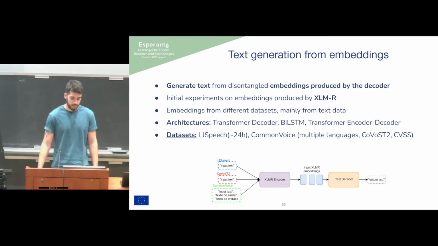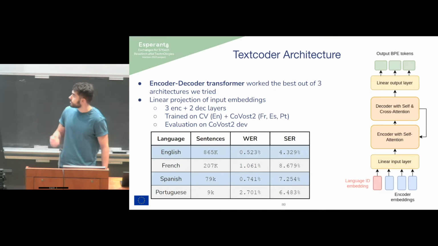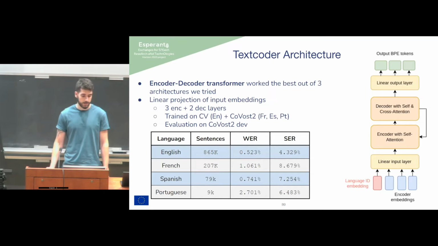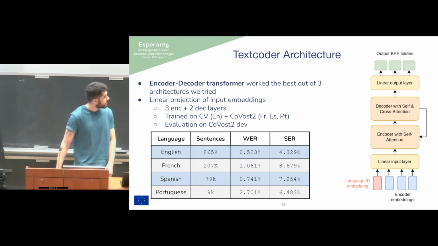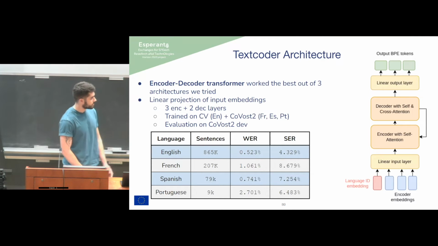We also tried some architectures, such as a transformer with only decoder layers, a BiLSTM model with only CTC loss as an objective, and a transformer encoder decoder. The transformer encoder decoder architecture had the best results. We used a linear projection layer at the beginning to reduce the size of the embeddings and added language ID so we can generate the target language. This was trained first separately on the Common Voice dataset for these 4 languages, English, French, Spanish, and Portuguese, and we got pretty good results there.